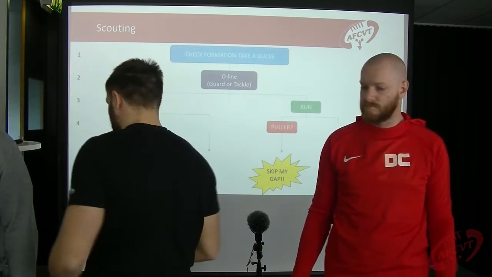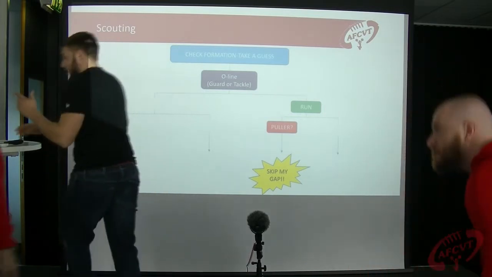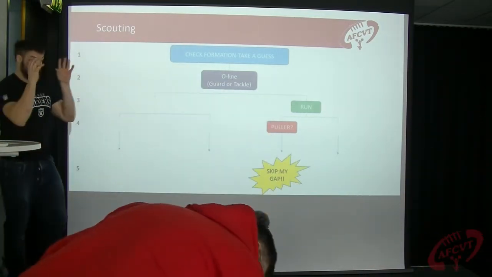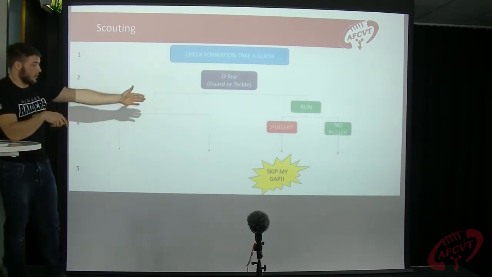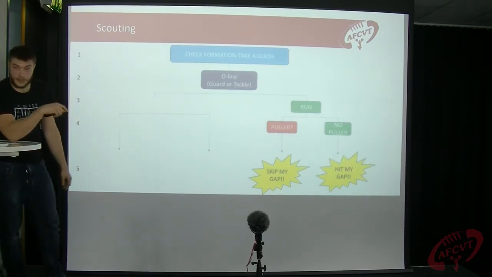So it's a difference if they're a puller or not. And that's very important to see on film. So the first thing is the tackle, the next thing is the puller. And then if no puller, it's really easy, I just hit my gap.